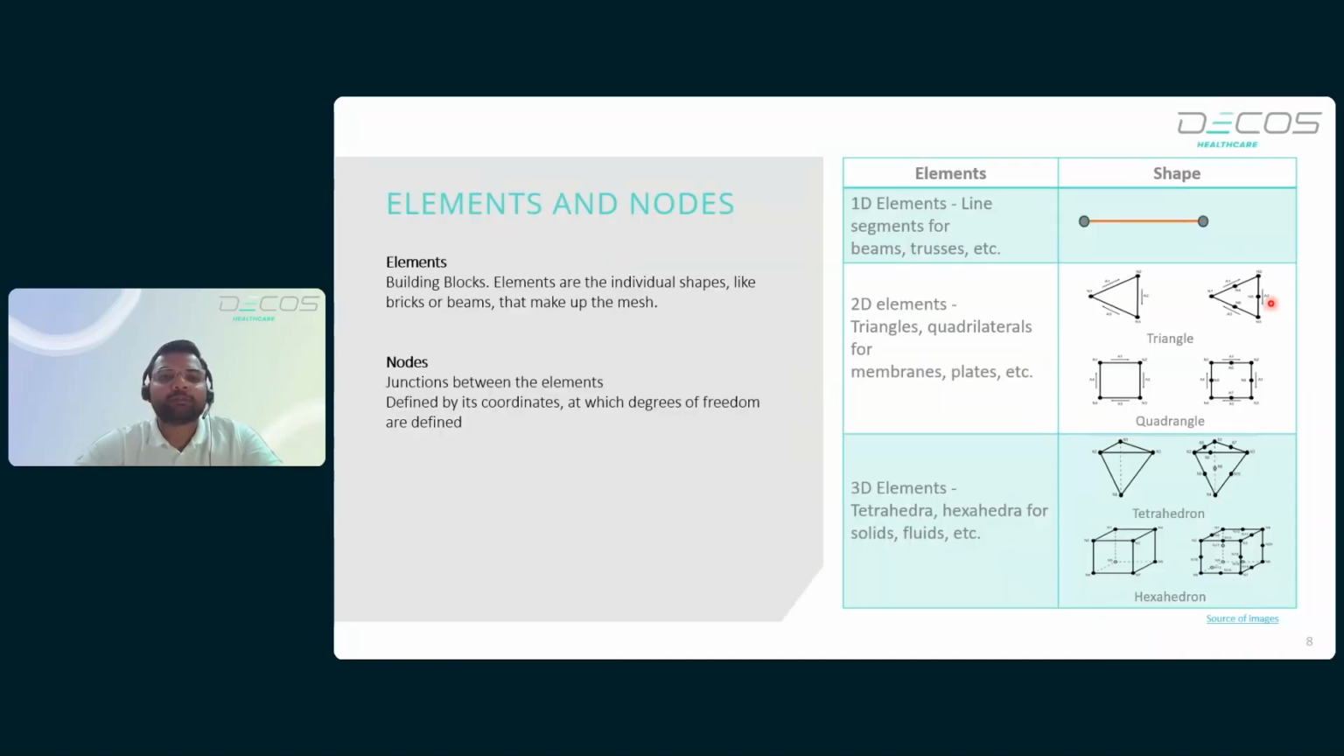Okay, let's move to elements and nodes. Elements are defined as the building blocks of meshing. Okay, nodes are the junctions which are created by the connection between two elements, right? Now these nodes help us to define the degrees of freedom at a particular point. Now there can be three types of elements based on geometry and plane. It can be a 1D element, a 2D element, or a 3D element. If it is a plane, it is a 2D element; if it is a complete solid geometry, then it is a 3D element, and most of the time we deal with 3D elements.